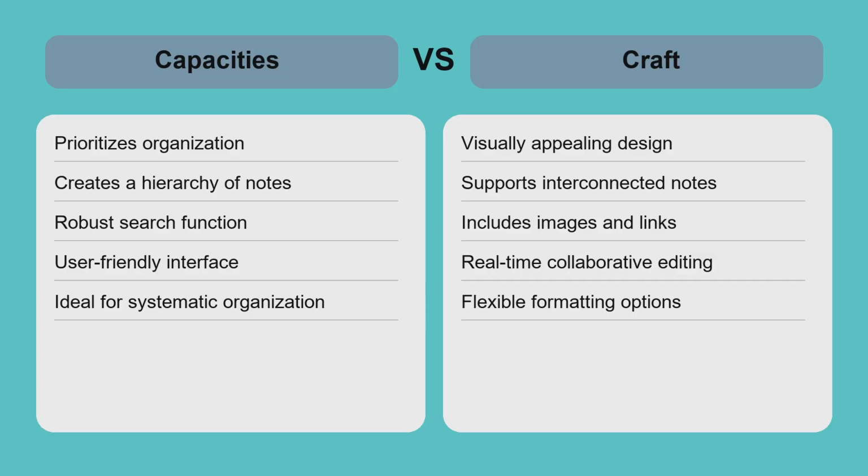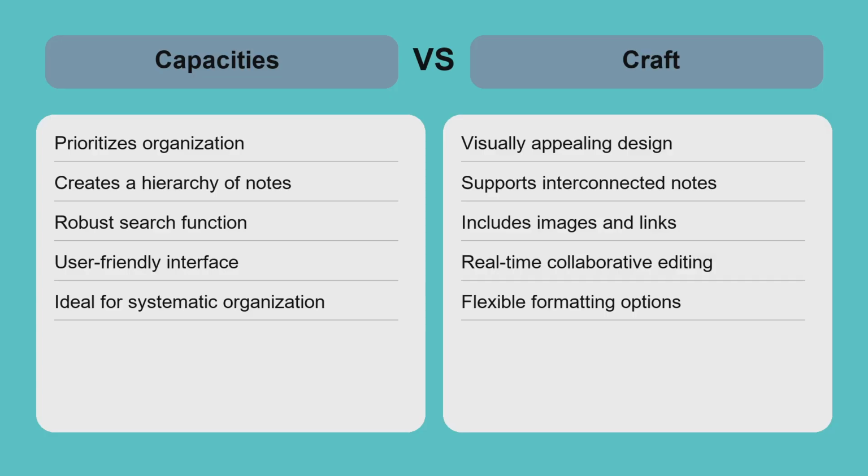If you prioritize structured organization and need a straightforward way to manage a large volume of notes, Capacities is likely the better choice. Its robust organizational tools will help you maintain clarity and focus. On the other hand, if you value creative expression and enjoy crafting visually appealing notes, Craft will serve you well. Its flexibility and collaborative features make it ideal for projects requiring teamwork and creativity.